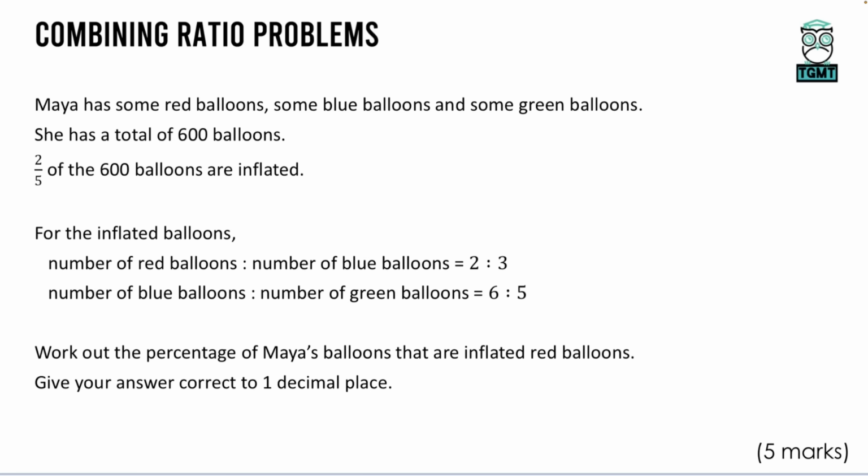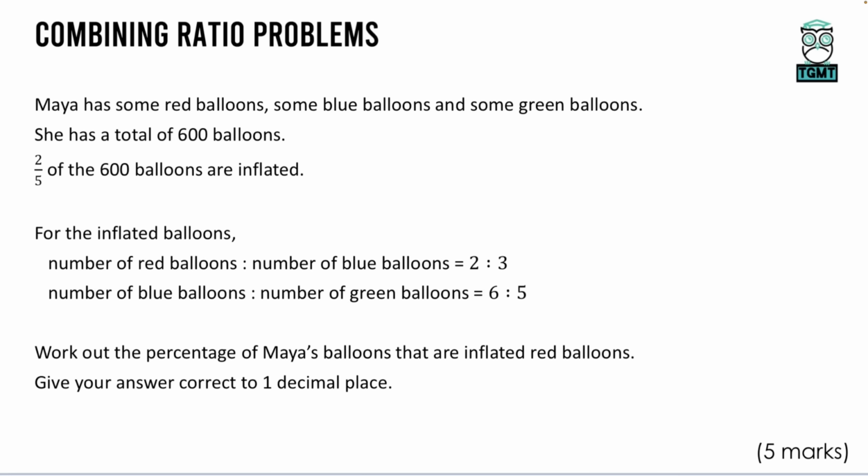Okay, so if you've ever sat any past papers or practiced any past papers, which I'm sure that you have, you'll recognise questions like this. Lots of words, fractions, ratios, sometimes percentages involved. So we need to go step by step through questions like these. First, read it through, figure out what it's asking you to do, and then just go step by step from the top. So this one just says Maya's got 600 balloons, 2/5 of them are inflated. For the inflated balloons, red to blue is 2 to 3, blue to green is 6 to 5. We want to work out the percentage of Maya's balloons that are inflated red balloons.